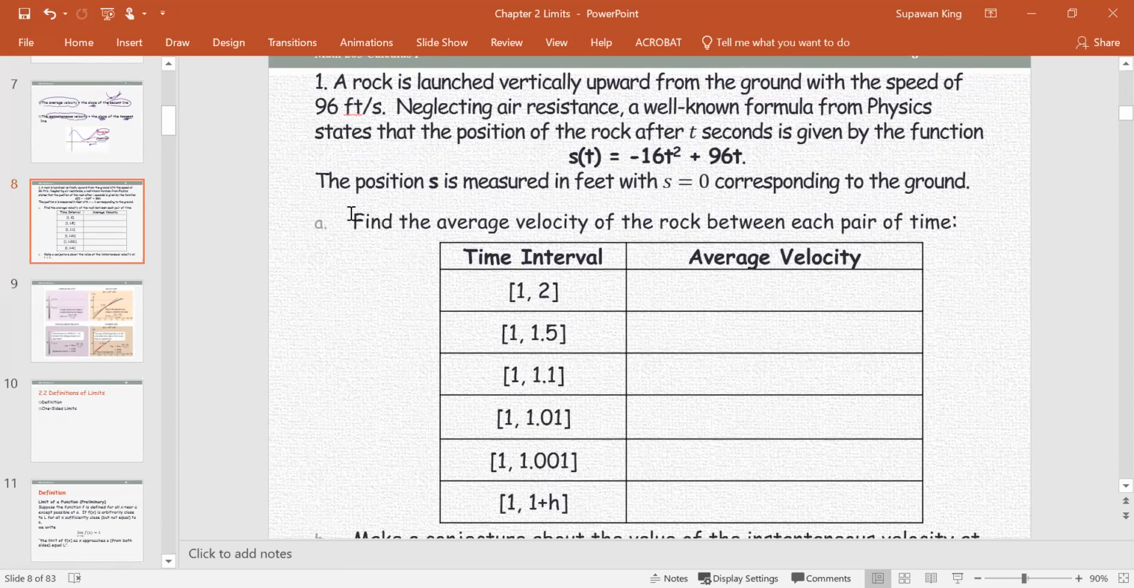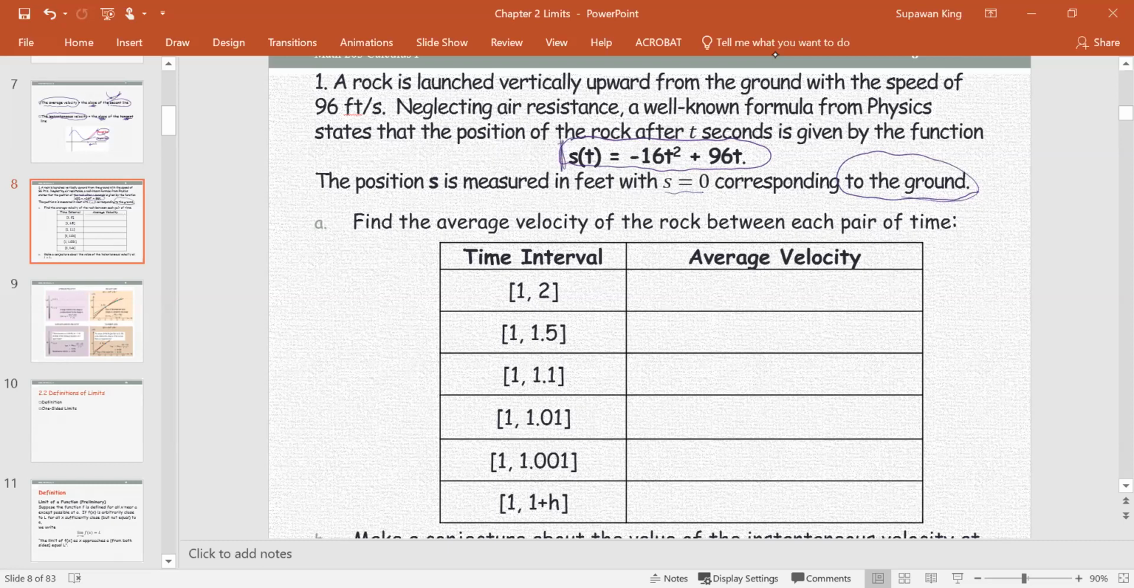All right. So in this example, a rock is launched vertically upward from the ground with a speed of 96 feet per second, neglecting air resistance. A well-known formula from physics states that the position of the rock after t seconds is given by the function s(t) = -16t² + 96t. The position s is measured in feet, where s = 0 corresponds to the ground. Okay, that's the explanation of the content of the question.